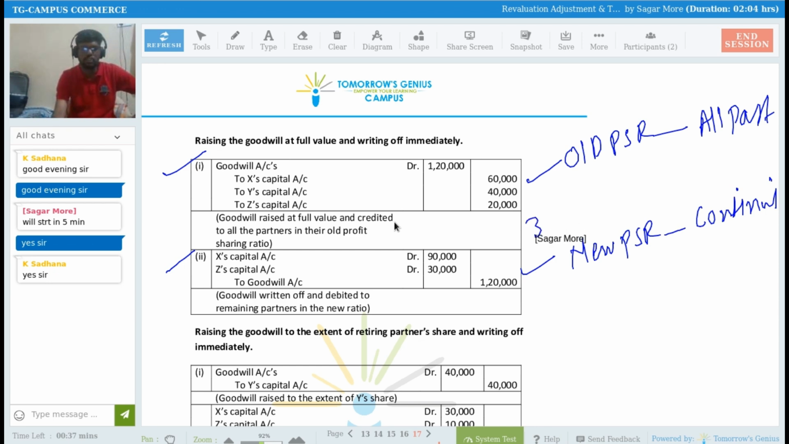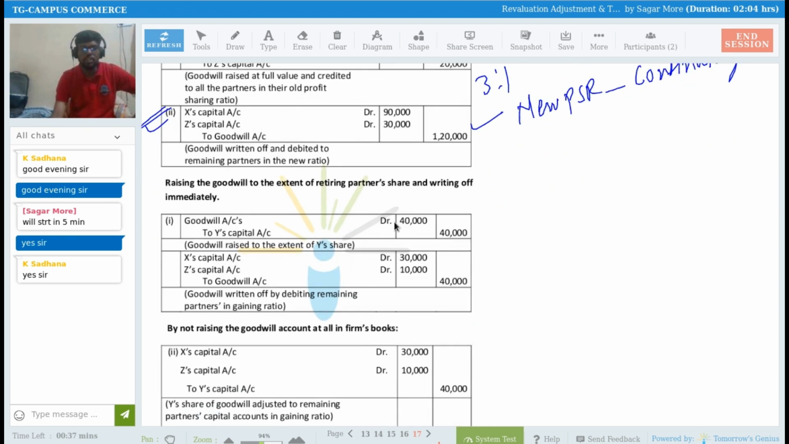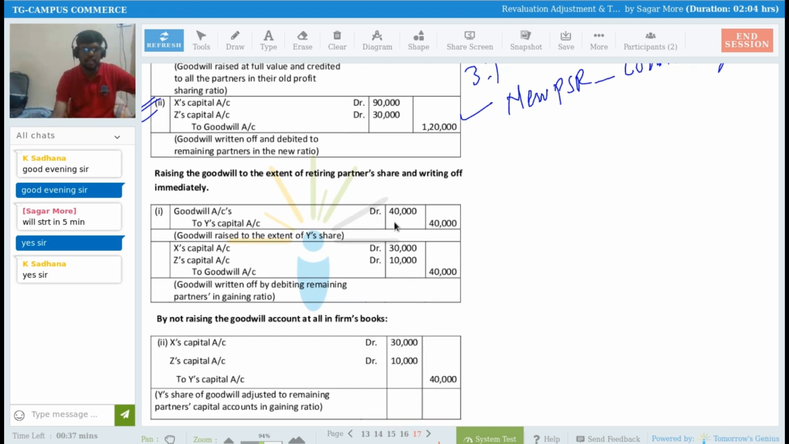X and Z, and in which ratio? So the new ratio is 3:1, and the old ratio was 3:2:1, right? So goodwill raised and goodwill written off. That's it. Now, next is raising the goodwill to the extent of the retiring partner's share and writing it off immediately.